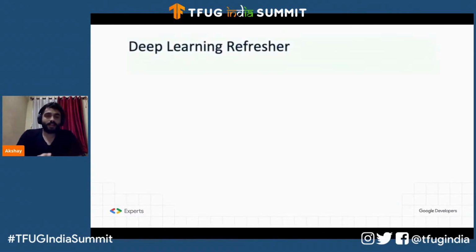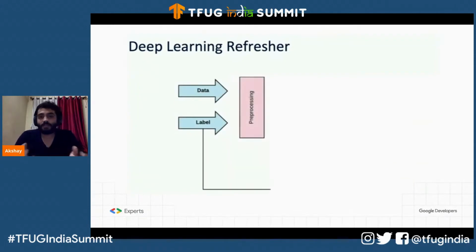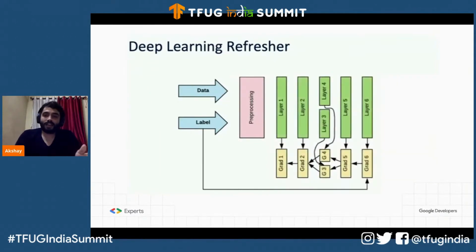Okay, so just a quick deep learning refresher for everyone. So we have data and labels that are coming in. We have some pre-processing, which could be any technique, either normalization, feature extraction, or scaling. And then of course we have some layers, and we will have these gradients, and then we have to back propagate and adjust our weights according to the gradients. And then finally we'll make these predictions. So this was just a refresher for how deep learning works.